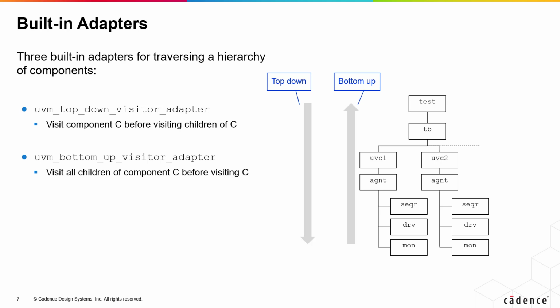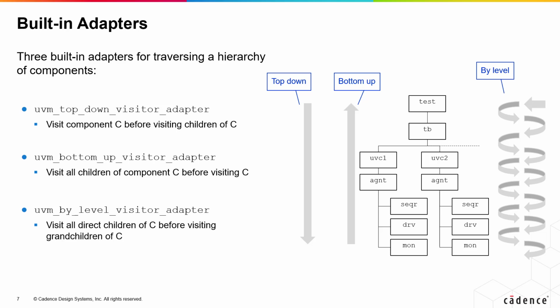The bottom-up adapter will start at the sequencer, driver and monitor of UVC1, then UVC1 agent and UVC1 itself, then the sequencer, driver and monitor of UVC2, followed by UVC2 agent, UVC2 itself, then TB and test.